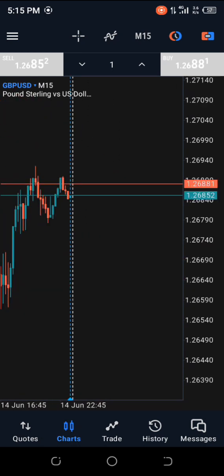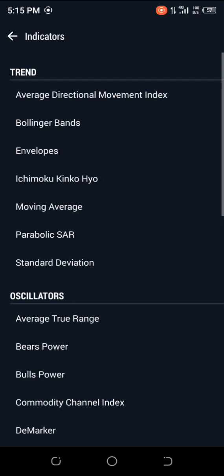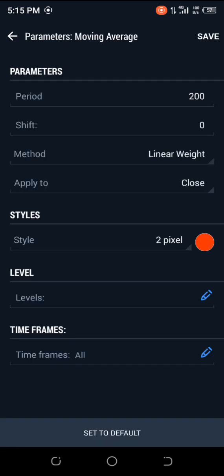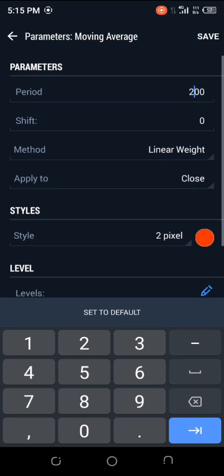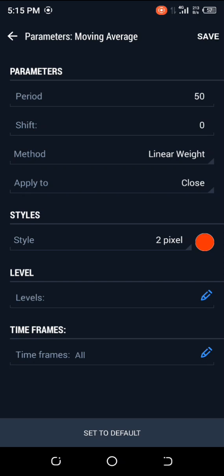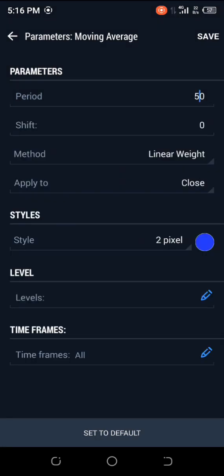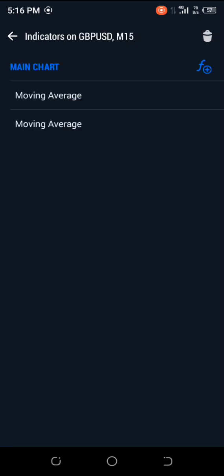So he said we should set another one with 50 period. So we're going to go back to indicators and click on add indicators again, moving average, and then this 200 I'll change to 50. All right, so I'll change it to 50 right here, and I'll change the color. I'll change it to, let's say, blue, so that it doesn't look the same on the chart. I can differentiate the 50 and the 200. Then I'll click on save right here. You can see I have 2 moving averages.